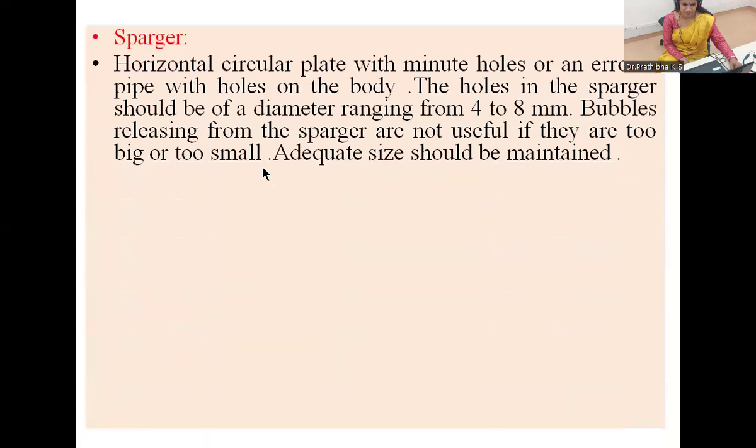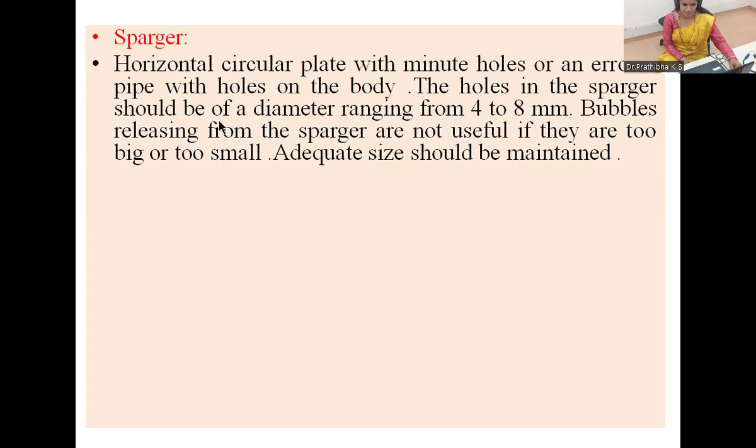So a sparger is usually a horizontal circular plate with minute holes, or an erected pipe with holes on the body of the sparger. Small erected pipes will be there, and on that pipe perforations can be observed.